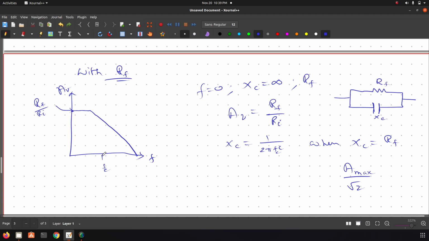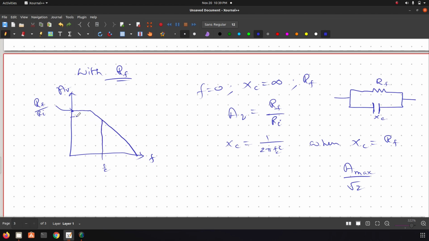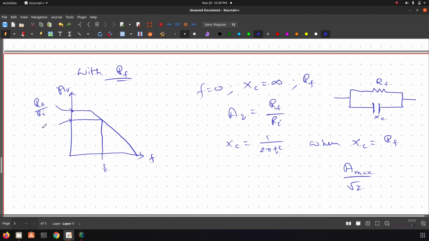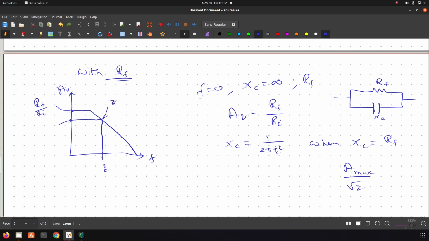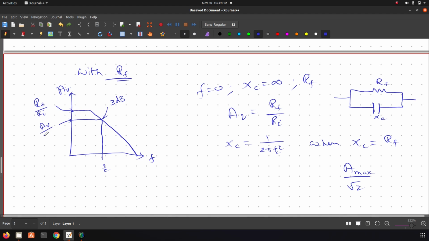So for this FC, the gain of the op amp is somewhere here. And this cutoff frequency is called the 3 dB frequency. At the 3 dB level, this is equal to AV by root 2. The gain is AV by root 2.